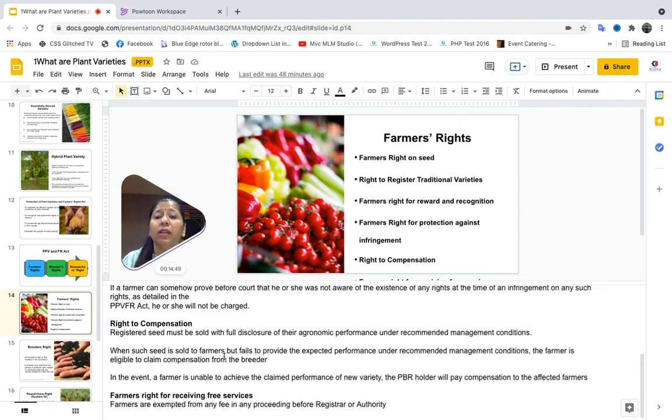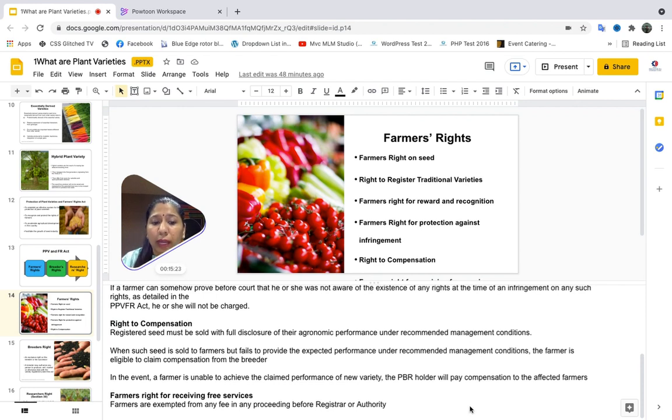They can sell their registered seed with full disclosure of their agronomic performance. And let's say a farmer had bought seeds from a company or from a breeder, and that seed is unable to perform better in the field or is unable to perform at the expected level, then that farmer may claim compensation from the party from which they have bought the seeds. That is the farmer's right to compensation.